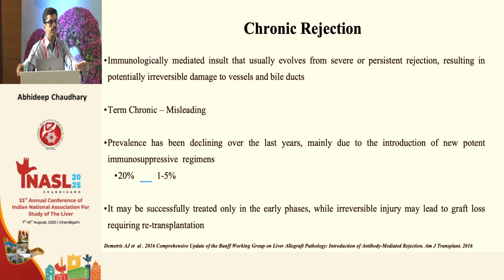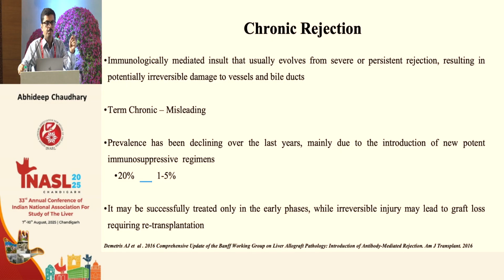So what exactly is chronic rejection? When the word chronic comes, we think that something is going to come a few years later, but actually this is a misnomer. Chronic rejection can happen anytime early on after transplant, and there can be a graft failure within 1 year after the transplant as well. And it is a combination of immunologic as well as ischemic insult which happens to the liver.